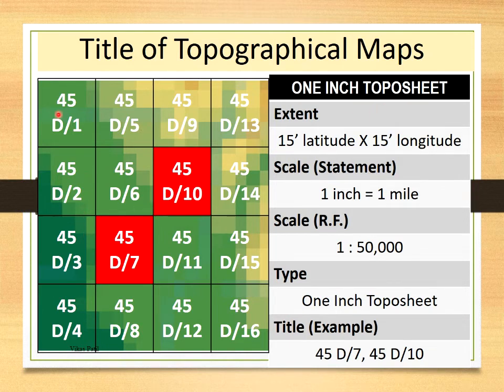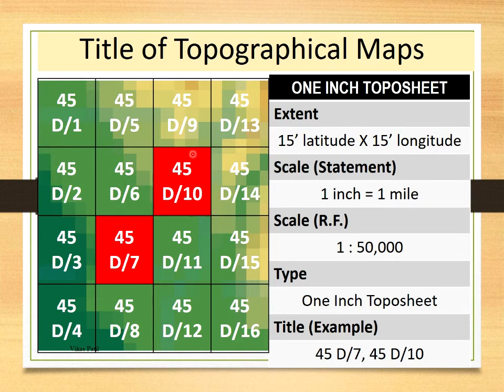Here each of the grids covers 15 minutes of latitude and 15 minutes of longitude. The scale here is 1 inch equals 1 mile, and for our convenience we have rounded off this scale to 1:50,000. This is known as a 1 inch topo sheet. Examples are 45D/1, 45D/2. So now 45D/7 should make sense, and 45D/10.